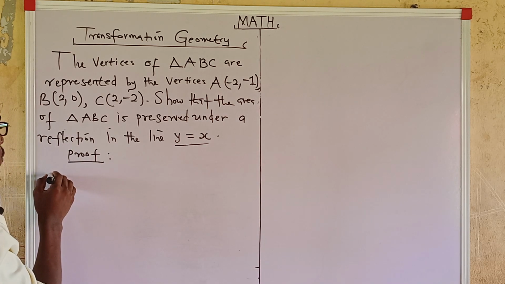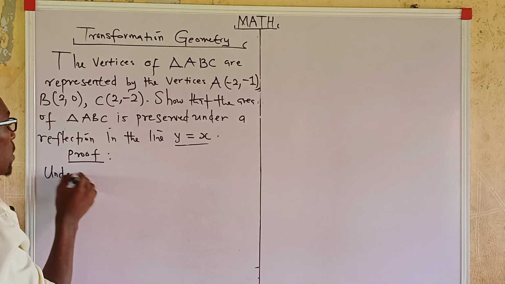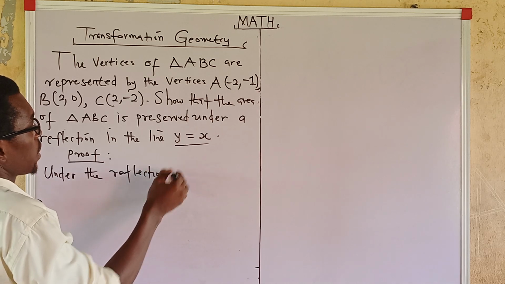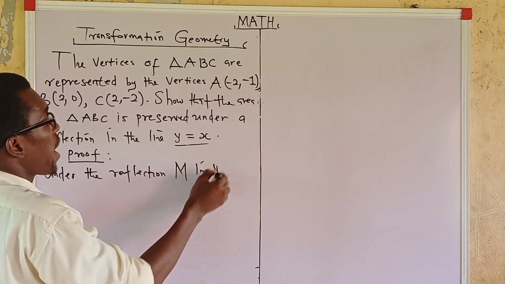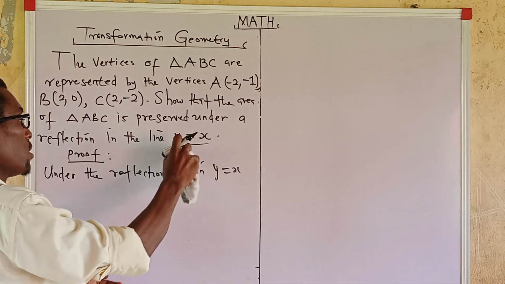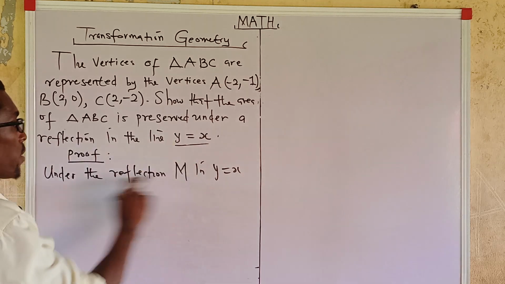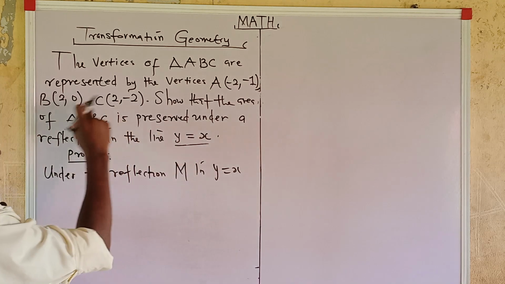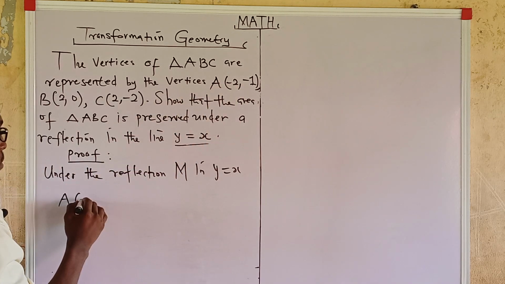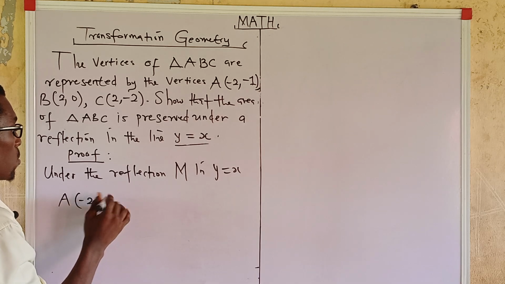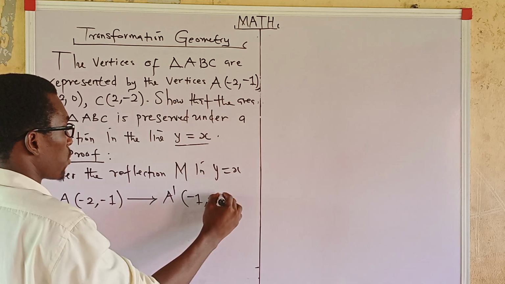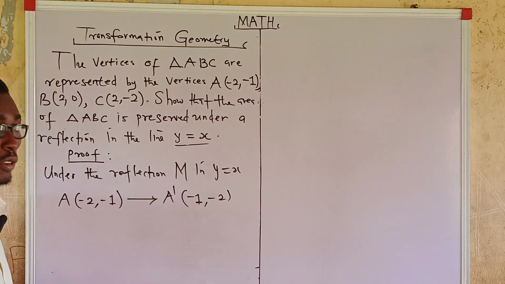So, under the reflection M in the line y equals x. So M here stands for the reflection, right? Let me remove this from here to avoid confusion. So under a reflection M in this line, the coordinates, let's start with A, we map onto the image A prime of (-1, -2). There will be an interchange of positions, as I said earlier, all right?